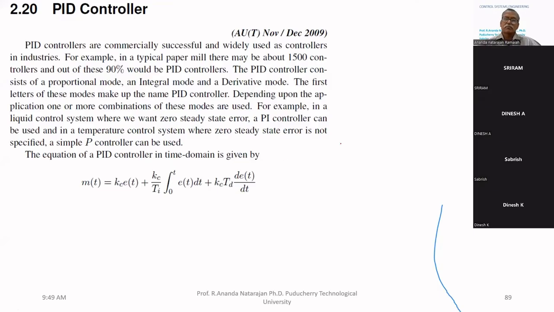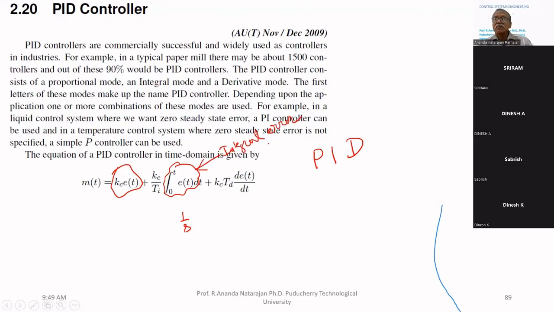PID controller. If we combine all the three compensations, then it is called the PID controller. This is what? Proportional compensation. The error is multiplied by Kc. What is this? The error is integrated. That is 1 by S compensation, which is integral error compensation. PID controller means a combination of proportional compensation, integral error compensation, and derivative error compensation.